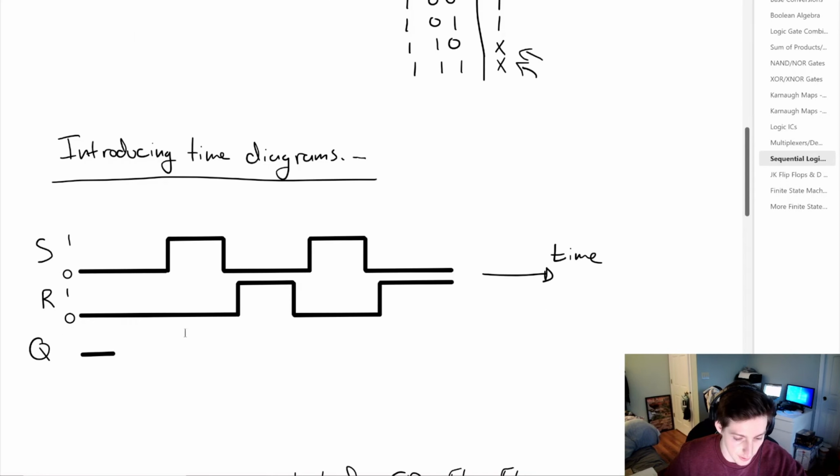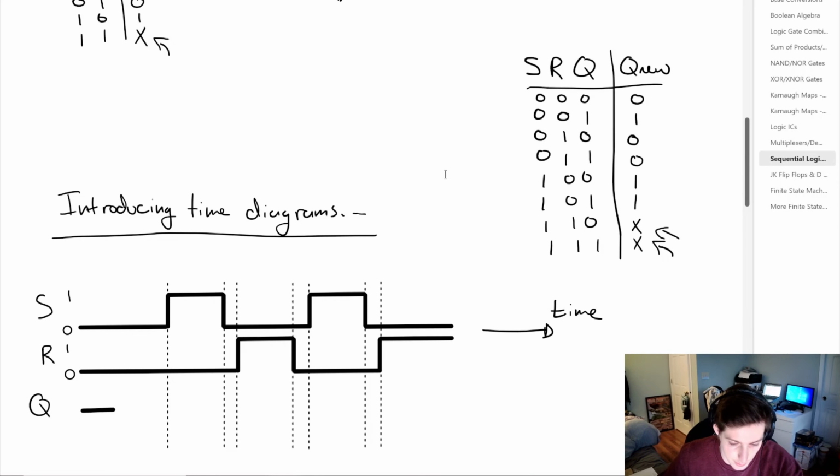And we have some events that take place during this time where we have S going high and low, and we have R going high and low. So we're just going to have some vertical lines to distinguish when those events occur. So we can drag our truth table down just so we have a reference. And what happens is when S goes from low to high and R is equal to 0, we have this condition here. So we would have Q going to 1.